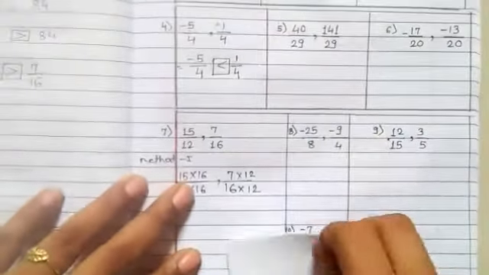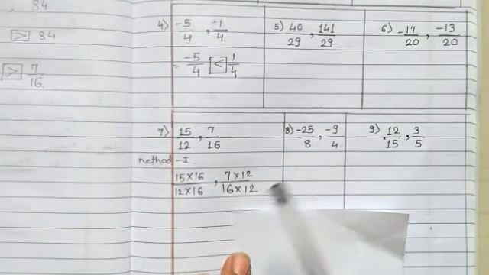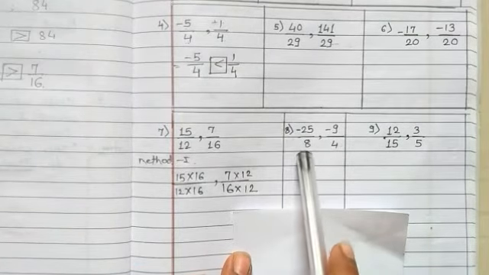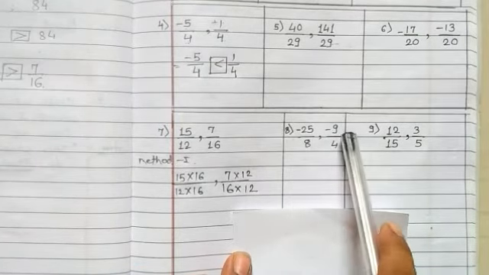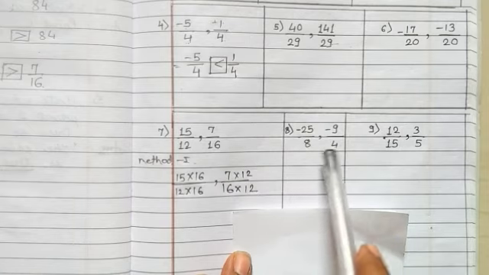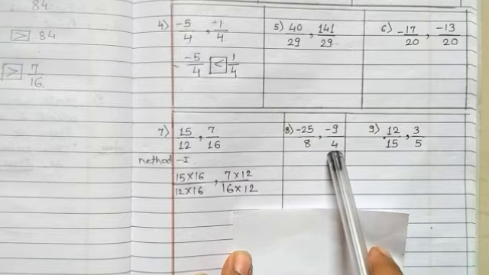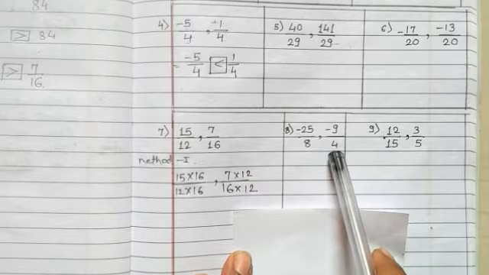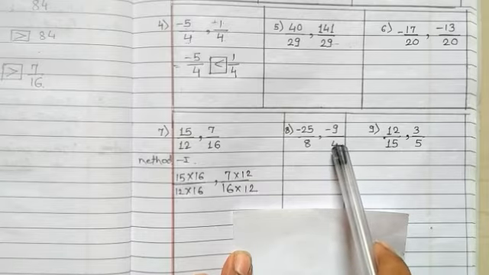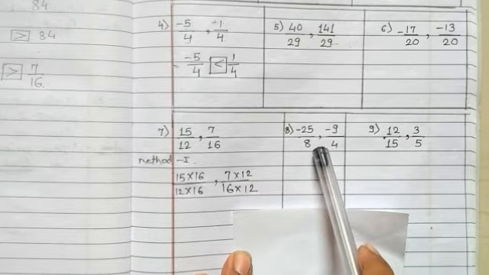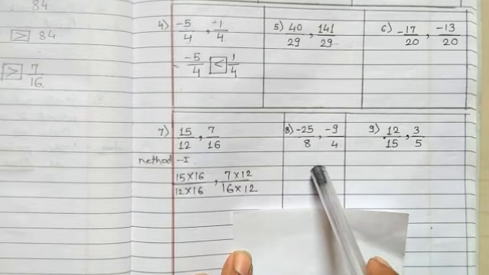Now let's move towards question number 8. Here this is our question number 8, where negative 25 upon 8 and negative 9 upon 4, again the denominators are different, but here we have one idea that we can make the second denominator twice. So this 4 will be multiplied by 2, so it will become 8. So we can solve this sum very easily. This you have to solve on your own.